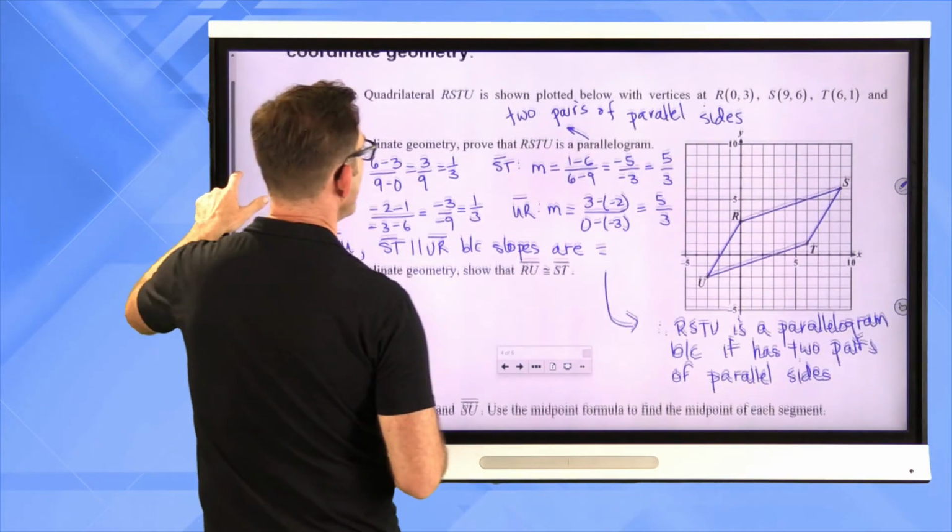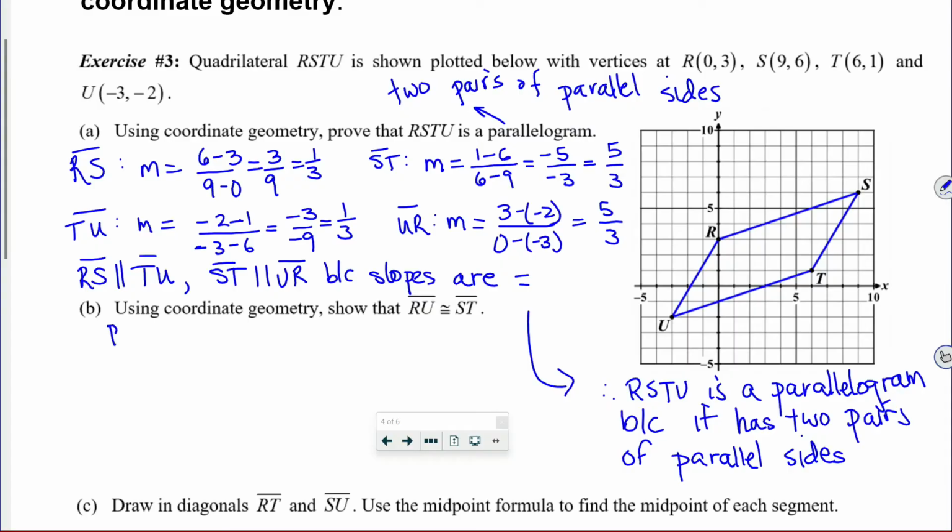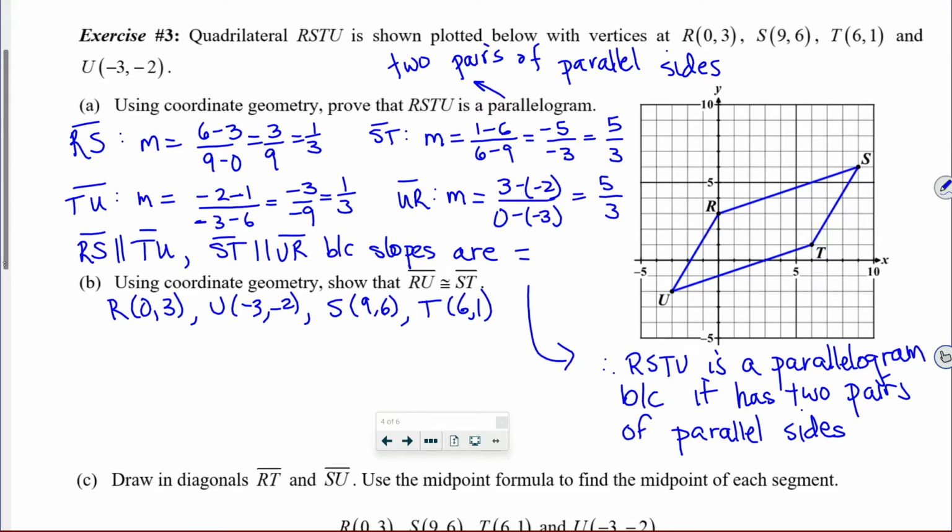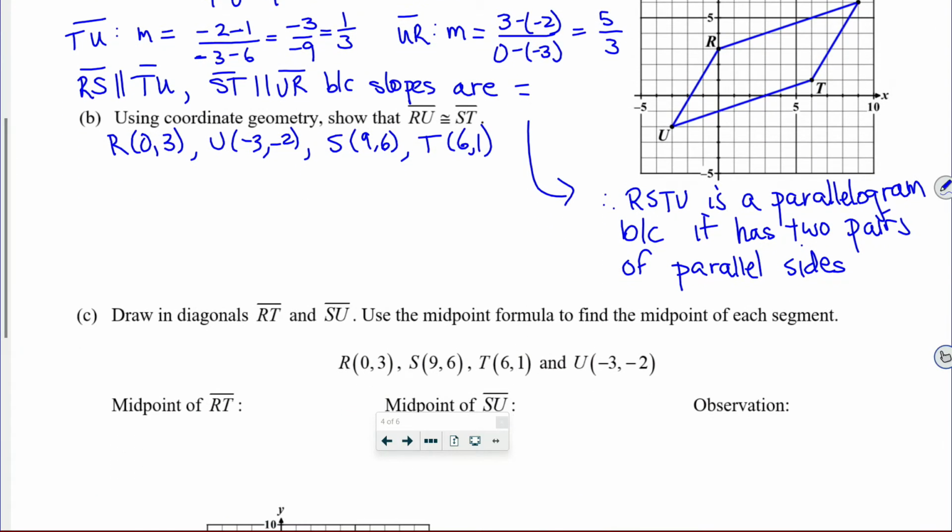I think this will help again if I just write down the coordinates. I've got R at (0, 3), and I've got U at (-3, -2). S is at (9, 6), and T is at (6, 1). Probably don't have enough room again, but we'll give it a shot. Let's do RU.